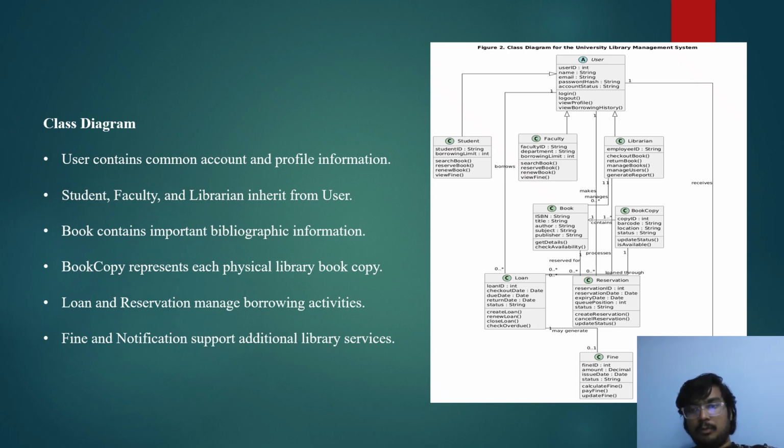When it comes to the book, you can get the details of the book and check the availability of the book, whether it is available or not. With the book copy, you can update the status and whether it is available or not. With the loan, it creates the loan, renews the loan and closes the loan. With the reservation, you can reserve books, cancel the reservation and update the status. And after that, with the fine, you can calculate the fine, like the book cost, everything.